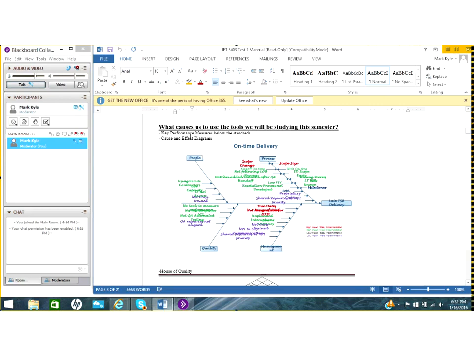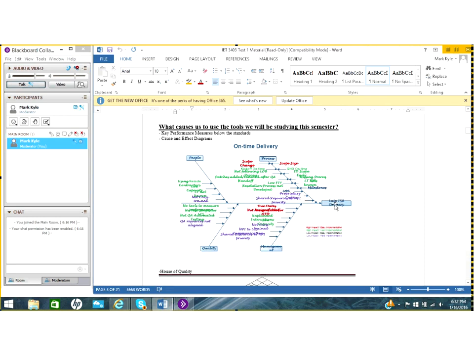So basically what we need to know when we use these tools is you have key performance measures. Whenever you have key performance measures that are below the standards, that would cause you to go out and do a lot of data collection. That would cause you to go out and develop descriptive statistics of those parts.